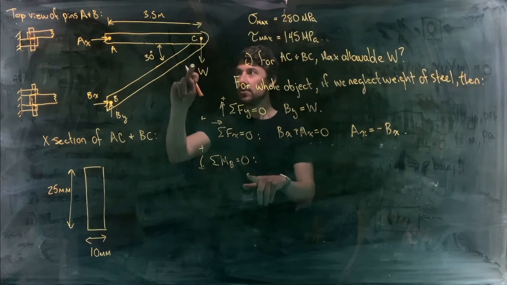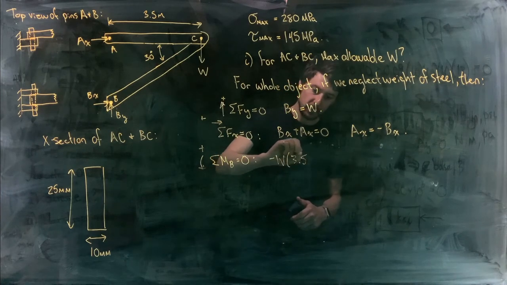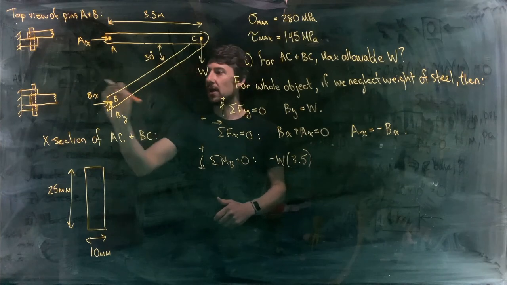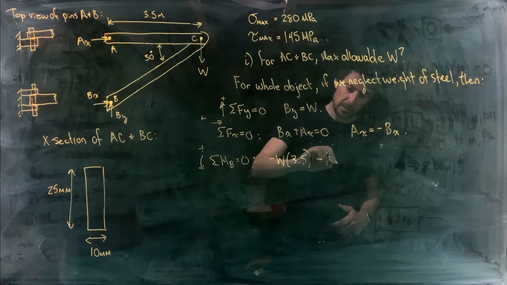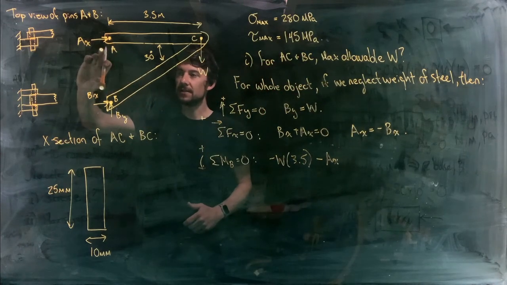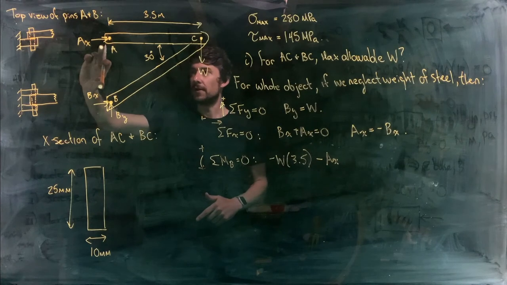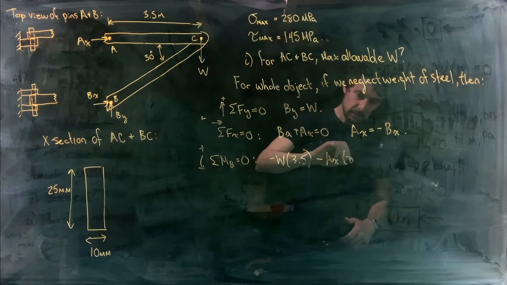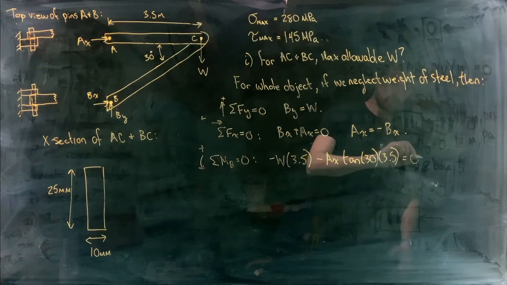Here I've got W creating a negative moment about point B. Its moment arm is 3.5 meters. So we have minus W times 3.5. And then Ax is going to be also creating a moment in the direction of W. So a clockwise moment about point B. So minus Ax multiplied by this distance here, right? And that distance is going to be what? The tangent of 30 multiplied by 3.5. Tan 30 multiplied by 3.5, and that equals zero.